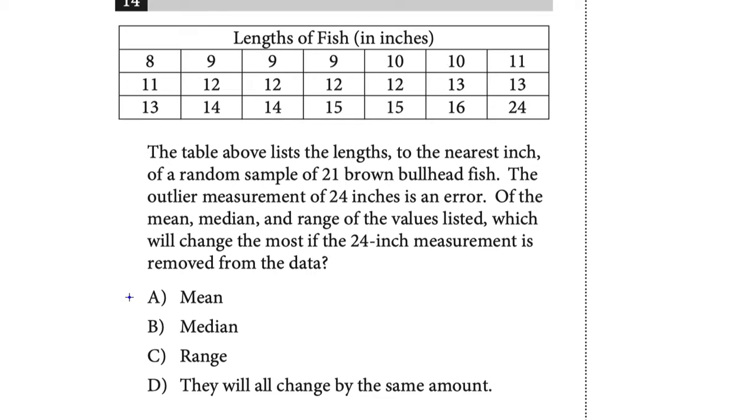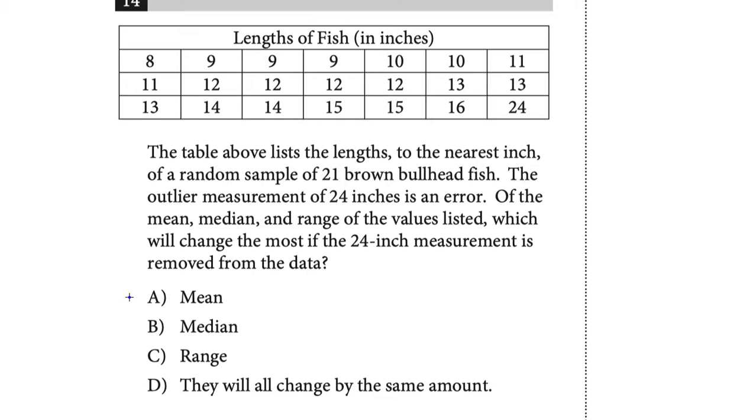The table above lists the length to the nearest inch of a random sample of twenty-one bullhead fish. The outlier measurement of 24 inches is an error. Of the mean, median, and range of the values listed, which will change the most if the 24-inch measurement is removed from the data?